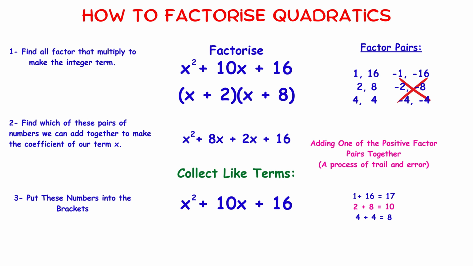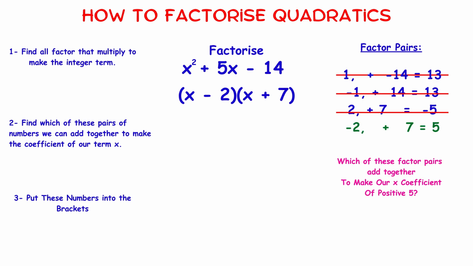Let's have a go at this one here as well, using the same technique. This time we're trying to factorize x squared plus 5x minus 14. So just like before, the first thing we want to do is write out our pair of brackets with only an x in each. Next, we want to write out all the factor pairs of negative 14.